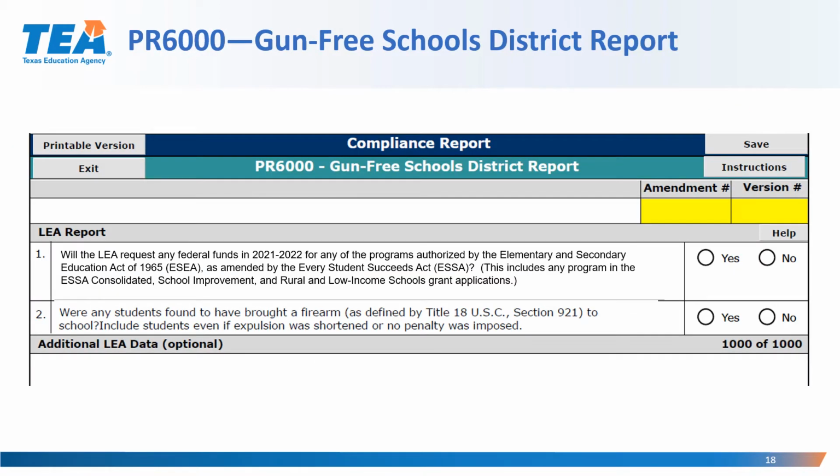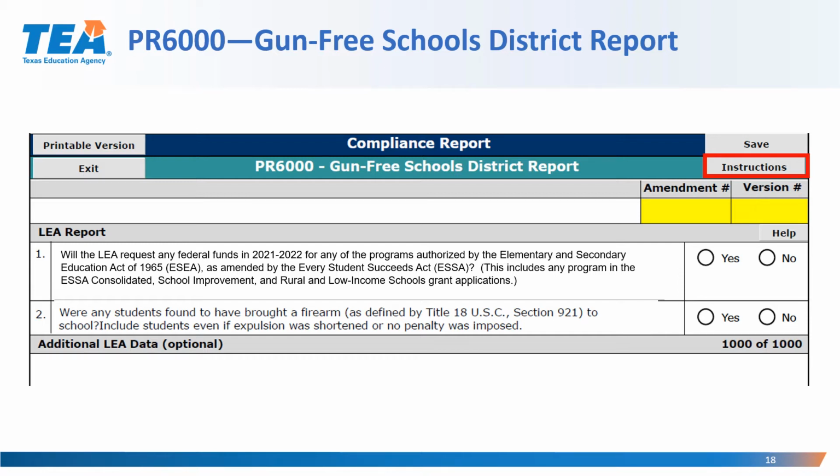The basic functionality of the Gun-Free Schools report is similar to other compliance reports in eGrants. The buttons at the top will allow you to access a printable version of the report, to exit back to the table of contents, to save the report at any point, which will also run the validations that are associated with the report, and to access the instruction document for the report.